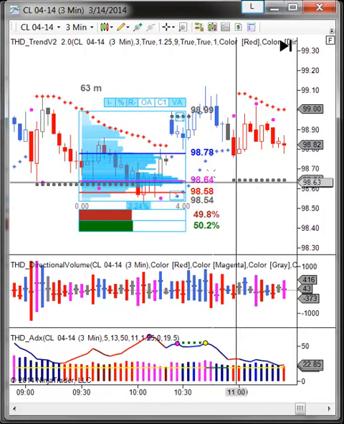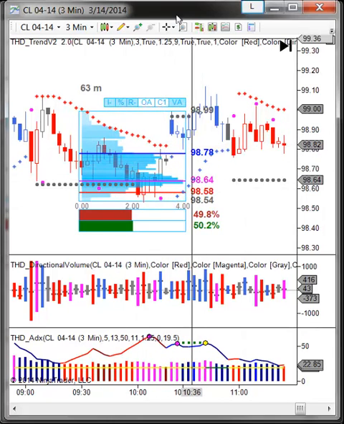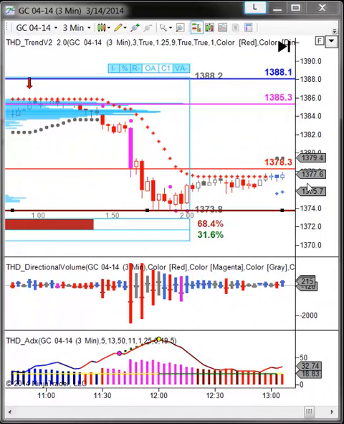So luckily it kept me out of crude, which was a good thing, but it did give me really nice trades on both gold and the NASDAQ. So it's just another tool in our arsenal that allows us to identify which way the market's going to go and which way our trades need to go.